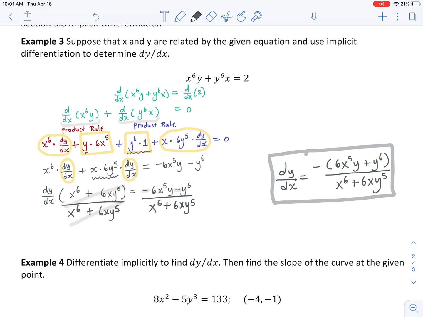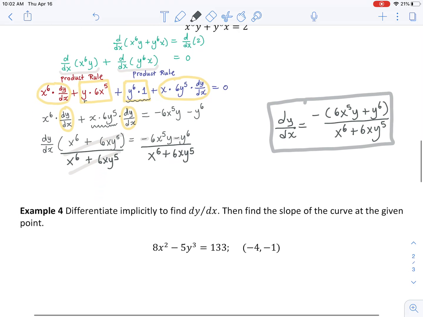But whoa, that one was a little bit fun, right? That was a little bit fun. So that's what it is. That's implicit differentiation with some extreme power rule product rule going on. But just take it very slow. You'll be able to get it. Let's go over example 4 now.